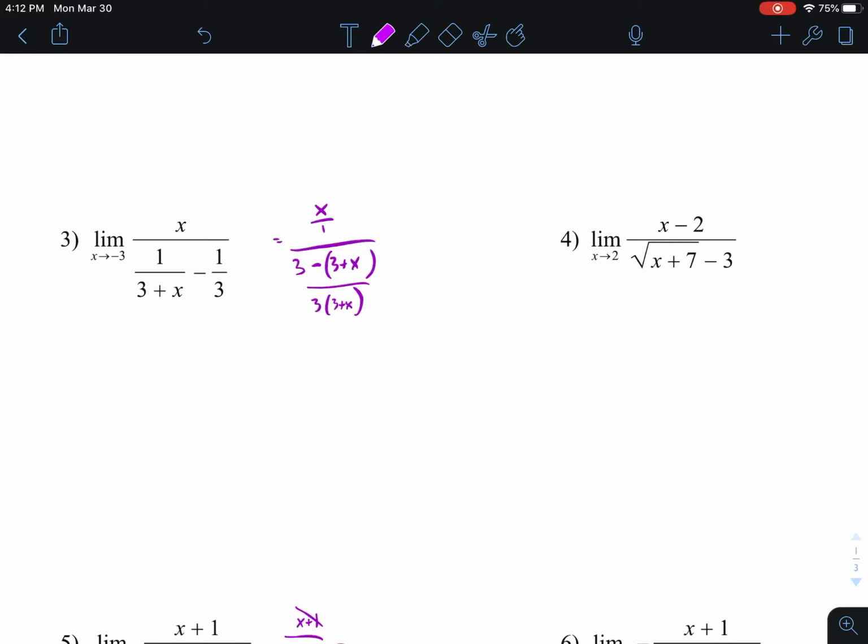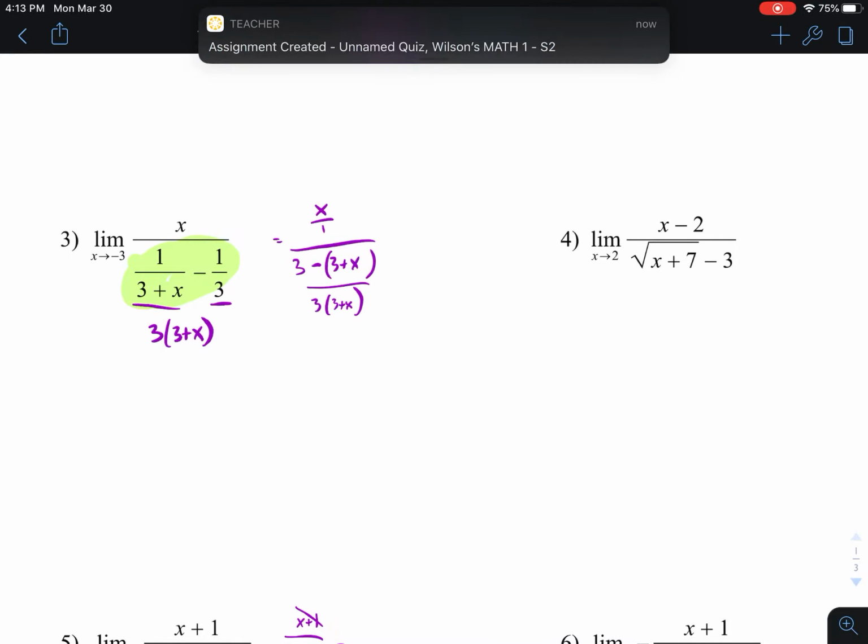Hey guys, here's a quick refresher on how to do limits that involve complex fractions. If you look at this big denominator, you want to get that into one fraction. The only way to do that is to get a common denominator. So if I have 3 plus x and 3 as the two factors, the common denominator would be those two things multiplied: 3 times 3 plus x.